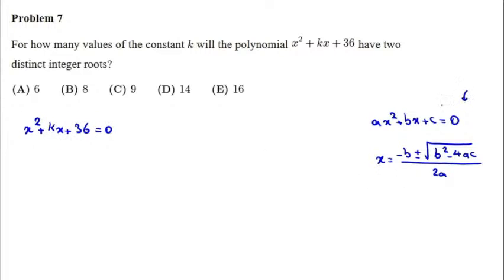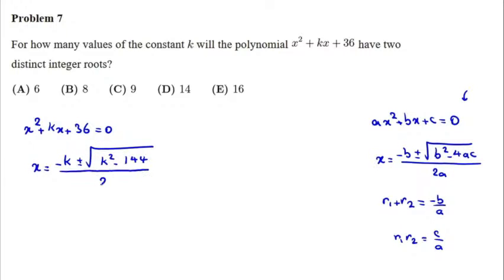So here, our polynomial is x squared plus kx plus 36 equals 0. Before the exam, in the preparation video, I told you this formula. I also told you if you consider the roots, r1 plus r2 will be negative b over a. The product of roots will be c over a. So here, if I use the formula, x equals negative b plus or minus the square root of k squared minus 4 times 36, which is 144, all over 2.